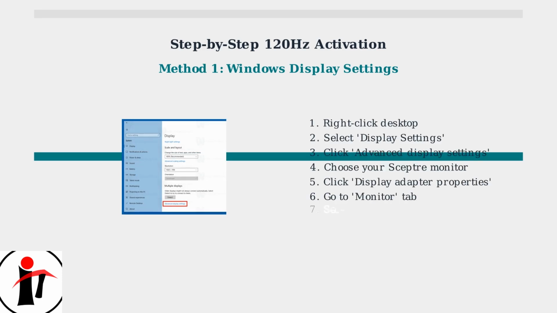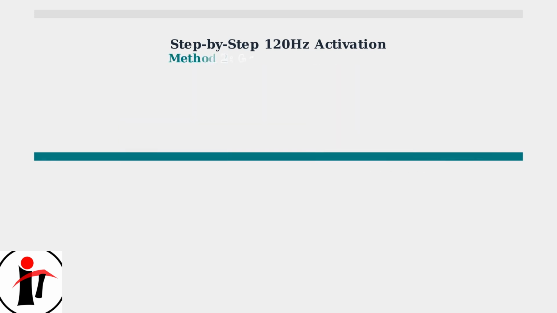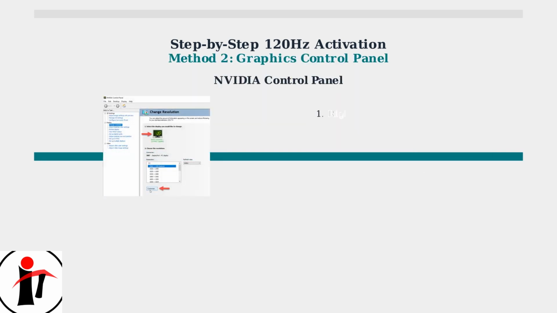Method 1 uses Windows display settings. Right-click on your desktop and select Display Settings. Then click Advanced Display Settings. Choose your Sceptre monitor, click Display Adapter Properties, navigate to the Monitor tab, and select 120 Hz from the drop-down menu.